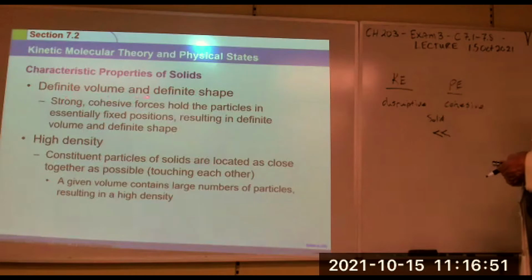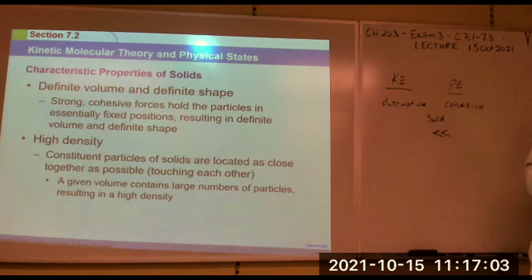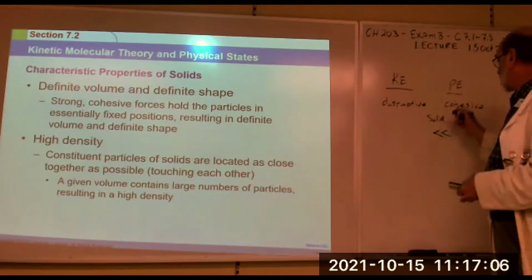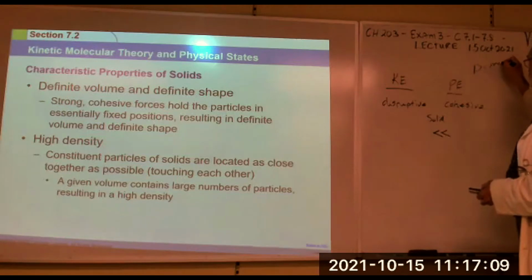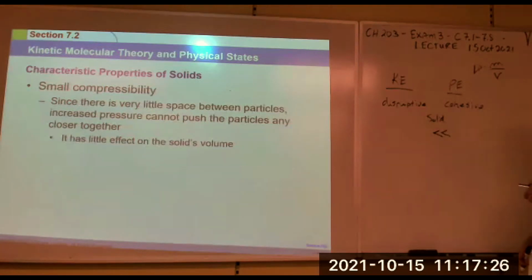We mentioned this already. Definite volume, definite shape, high density. The particles are very close together, so that gives them high density. Remember the definition of density: mass per unit volume. So if you want this to go up, you have two choices. You can add more mass, or you can decrease the volume, or both, and you can increase the density. Small compressibility, because there's not much space between the particles. I mentioned that earlier.